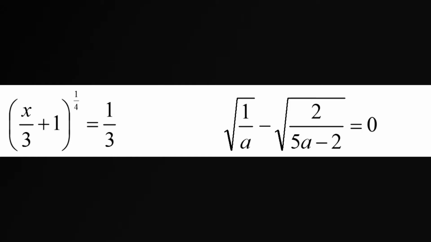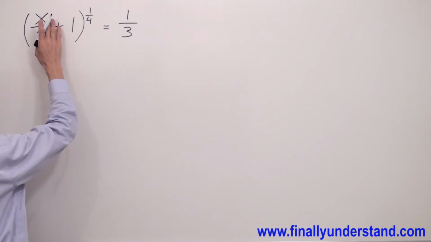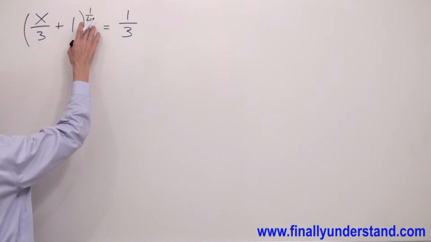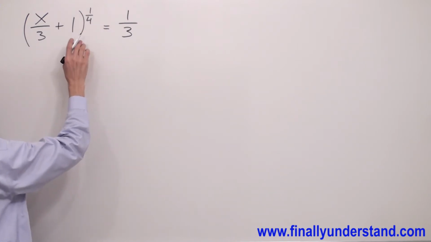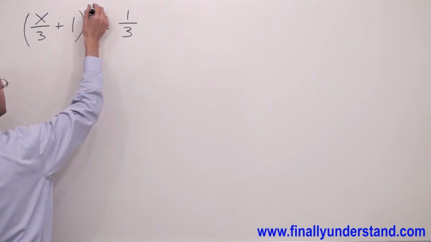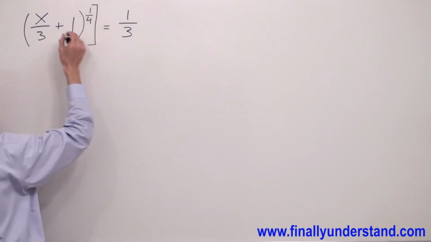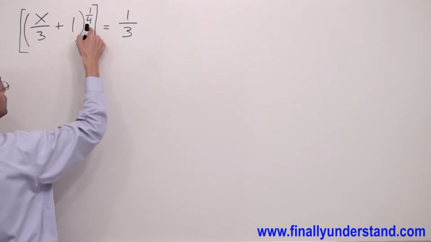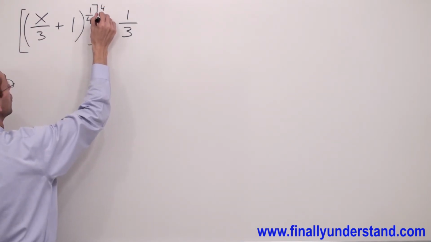Let's take a look at the first example. We have to find the value of x. x is inside of the parentheses. Outside of the parentheses I have the exponent 1/4. The very first thing I'm supposed to do is eliminate this exponent. How can I eliminate this exponent? By raising this expression to the reciprocal of this exponent, which is 4/1.